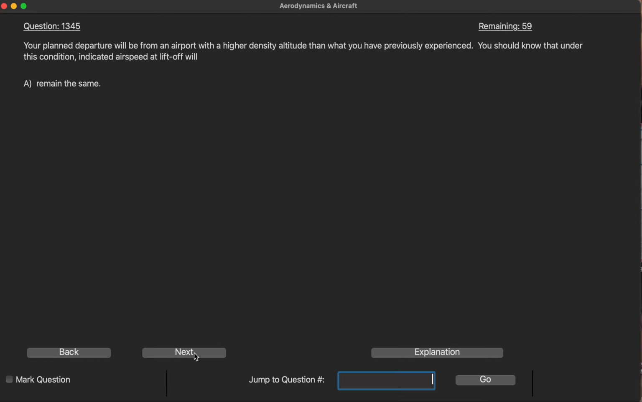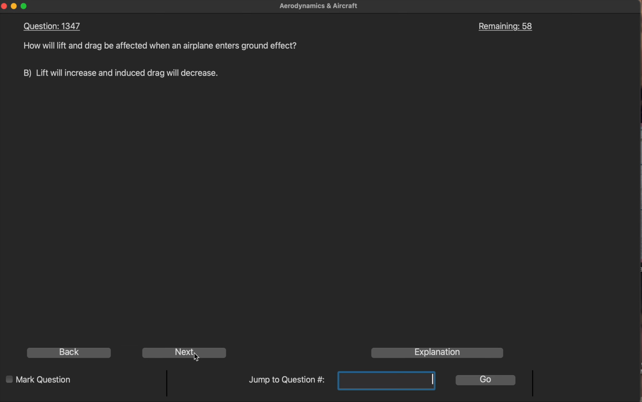Your planned departure will be from an airport with a higher density altitude than what you have previously experienced. You should know that under this condition, the indicated airspeed at liftoff will remain the same. How will lift and drag be affected when an airplane enters ground effect? Lift will increase and induced drag will decrease.